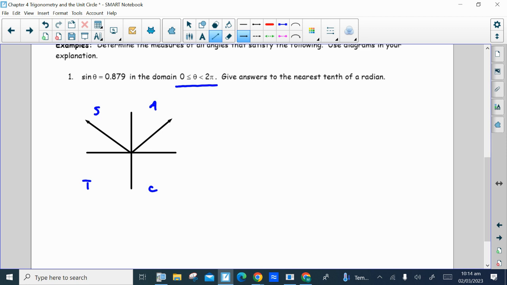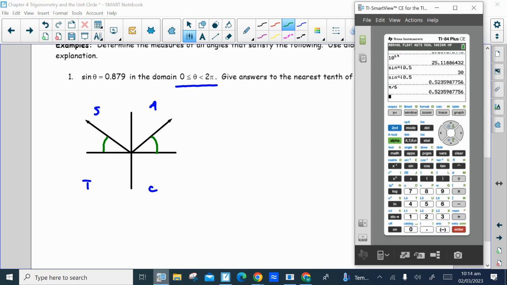Those two rotation angles will have the same reference angle. Remember, the reference angle is between the terminal arm and the x-axis. The reference angle will be there, and they will be the same in each quadrant. To find out what that reference angle is, we're going to use our calculator.